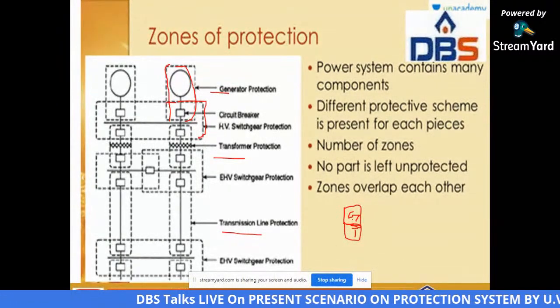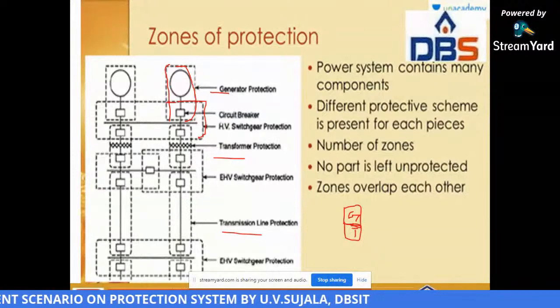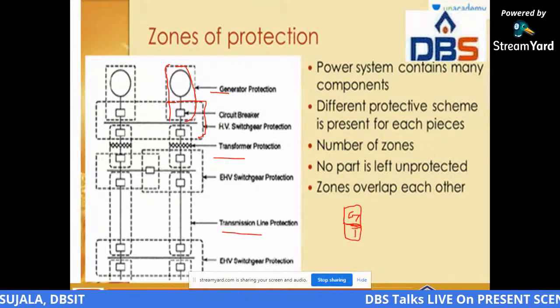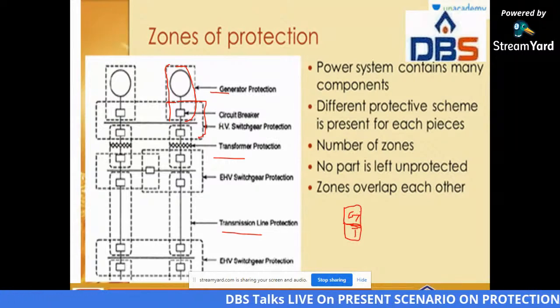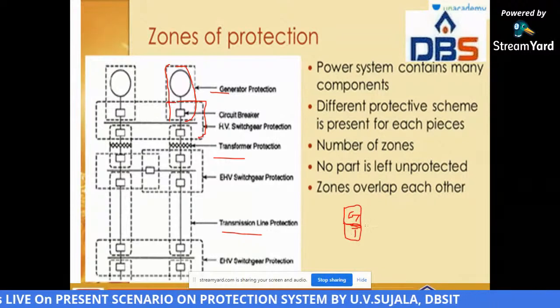Then what happened? The fault will occur in the transformer. The protective zone will act as a transformer zone. The generator will be active, the circuit breaker opens, and so the total system will fail.